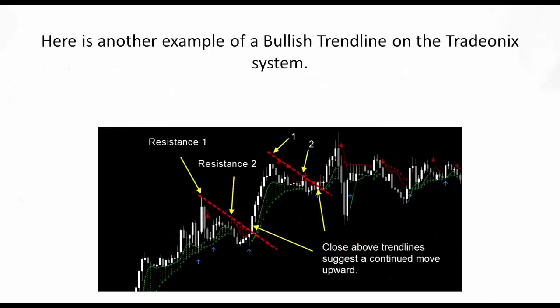All right. Here's another example of a bullish trend line on a Tradeonics chart. So we've got point 1, point 2, and then the close above, and then the move up. This is what I refer to as the ultimate trade signal. I love this one. I look for this one and I love it to death. This one is a bullish trend line in an upward market. And we've got two examples of that here where the trend is up.